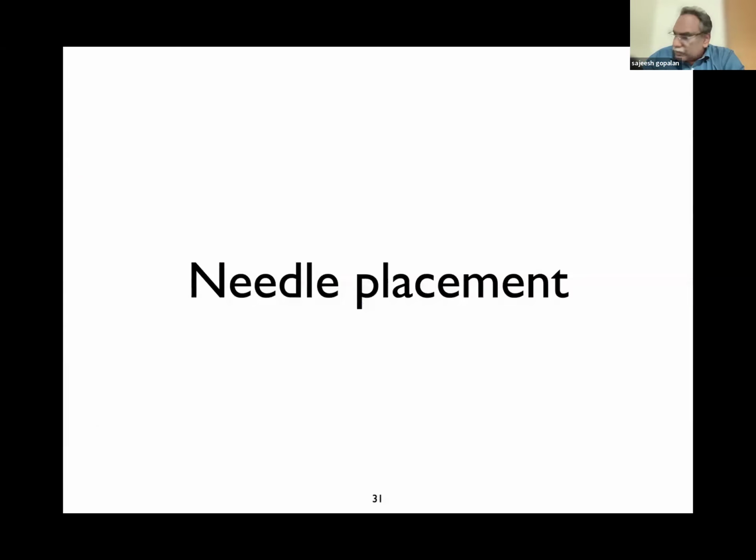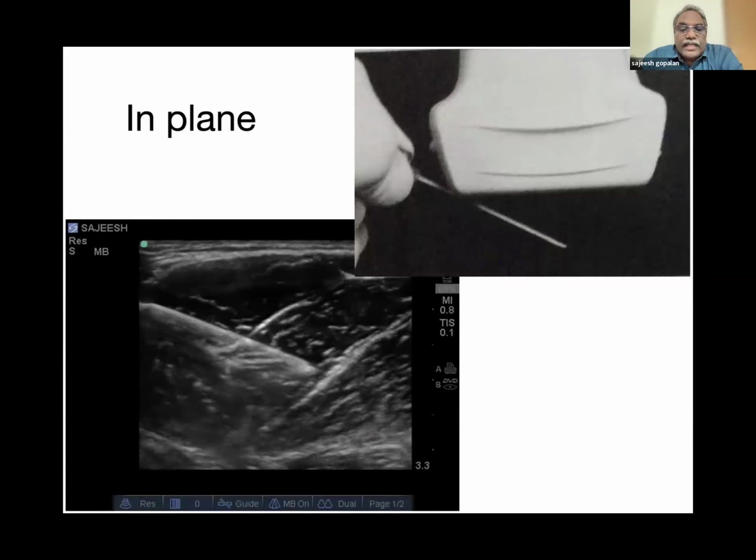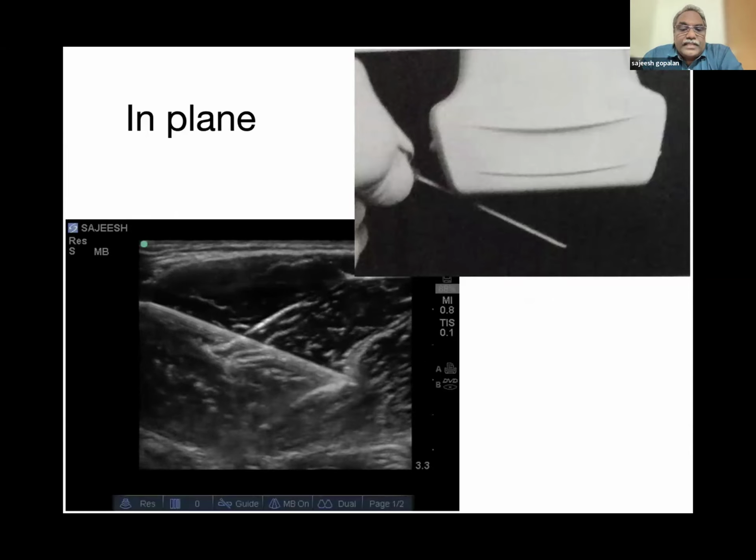The last portion is the needle placement. We have two types of needle placement: one is in-plane and the other is an out-of-plane approach.